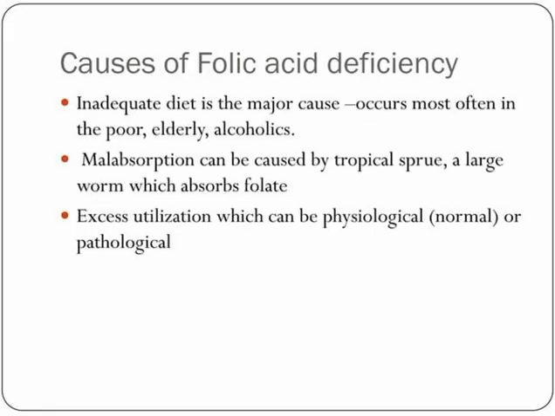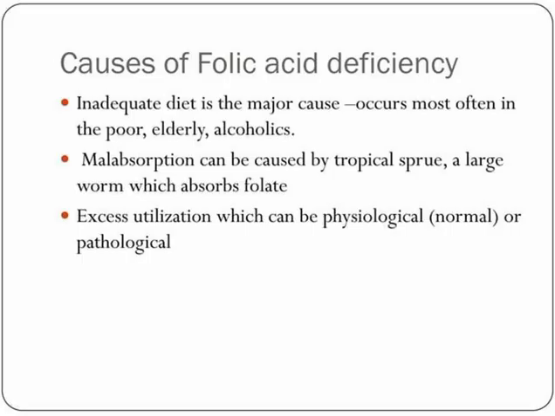Next will be the causes of folic acid deficiency. What are the causes of this folic acid deficiency? Mainly, inadequate diet is a major cause, occurring most often in the poor, elderly, and alcoholics. People in poor conditions may have economic burdens to meet their nutrition, so sometimes there may be inadequate intake and malnutrition. And next will be the elderly people. The elderly also show variation in their gastric acid secretions. Thus, it may also affect the absorption of vitamin B9.